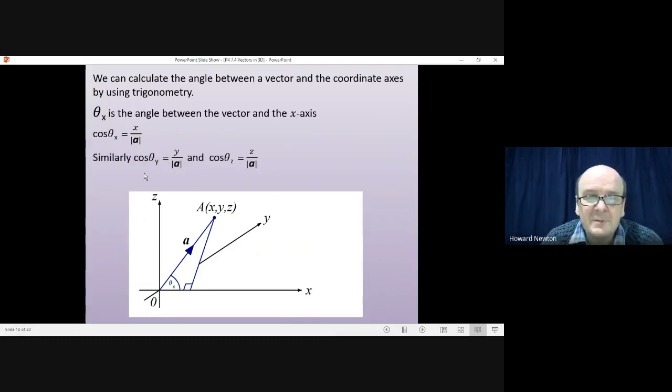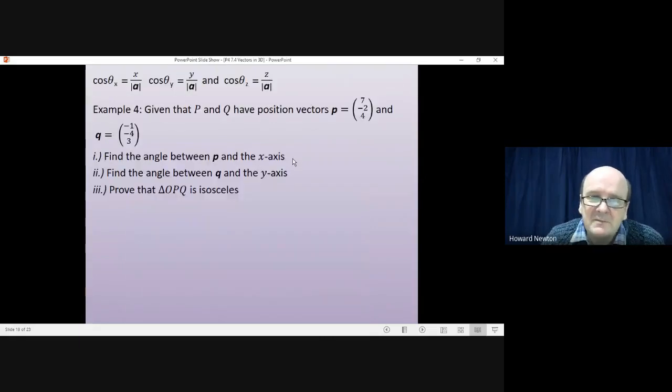Something very similar happens if we want to find the angle between the vector and the y-axis. It's the y value over the magnitude of a that will give us the cosine of the angle. And for the z-axis, it's the z value divided by the magnitude of the vector, and that'll give us the cosine of the angle. Okay, let's see if you can make sense of what all of that means.